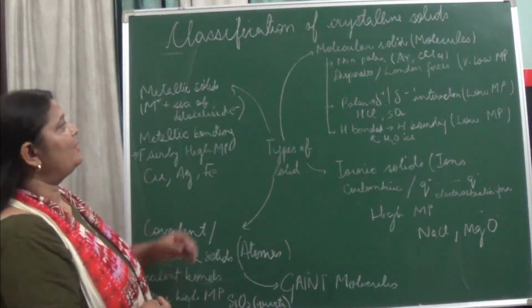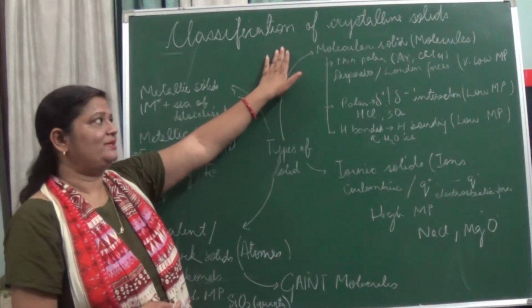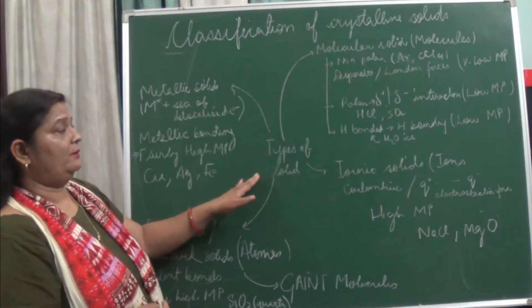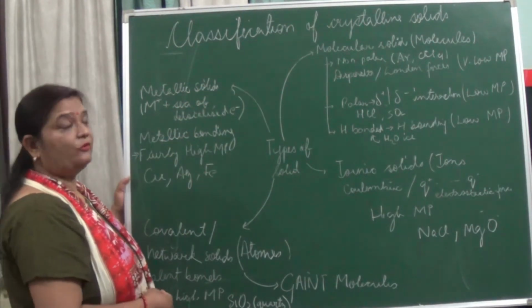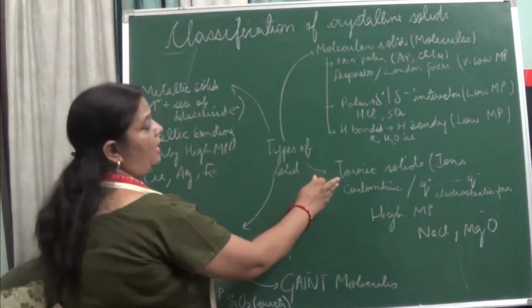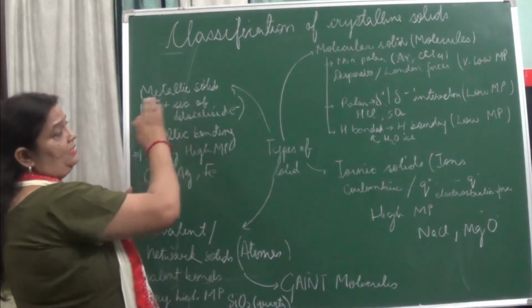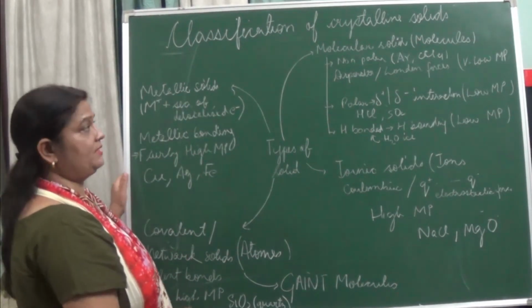Hello students, we are going to study classification of crystalline solids. How many types of crystalline solids are there? They are basically four types: molecular solids, ionic solids, covalent or network solids, and metallic solids. One by one we will be studying that.